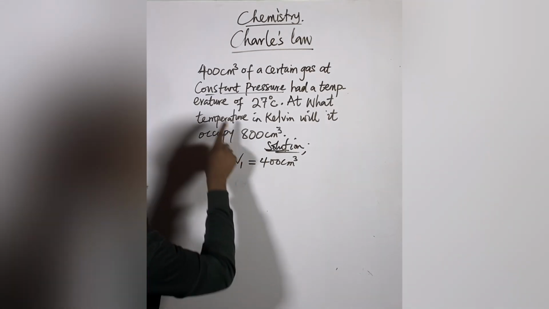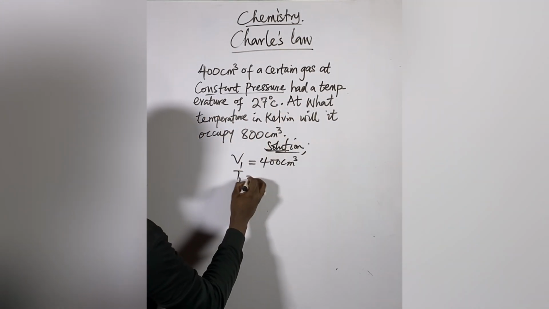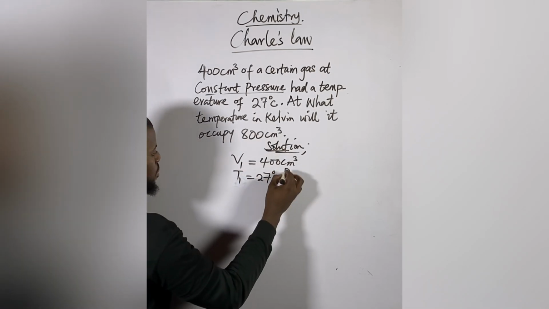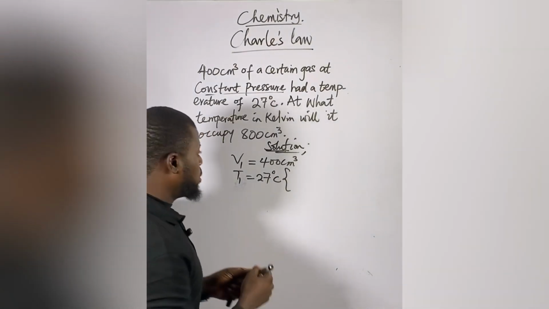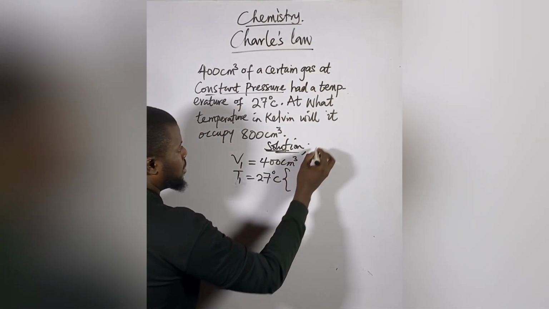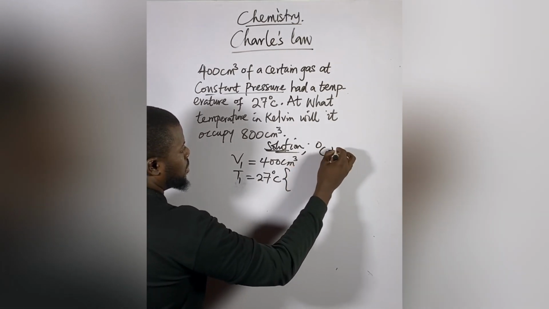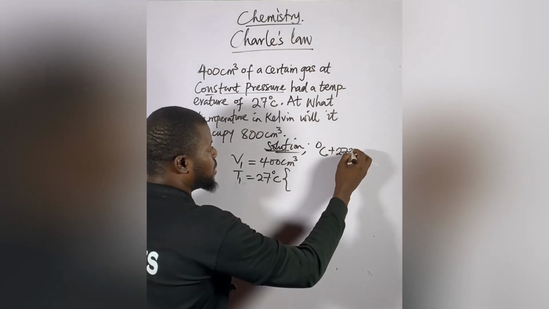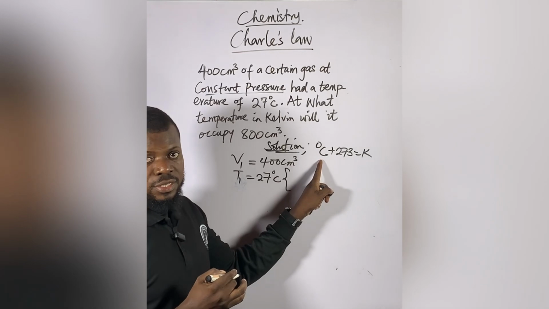V1 equal to this one. The first temperature they give us will be T1 equal to 27. I tell you now, when you see 27 degrees Celsius, convert it. To convert from degree Celsius to Kelvin scale, you just use this formula: degree Celsius plus 273. Anything we give you, the answer will be in Kelvin, not centigrade or degree Celsius again.